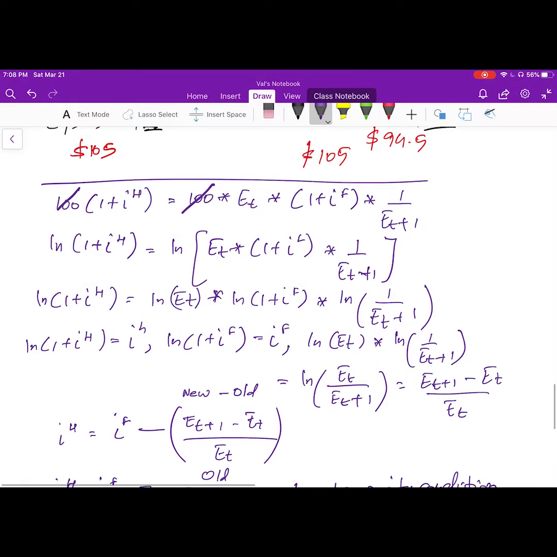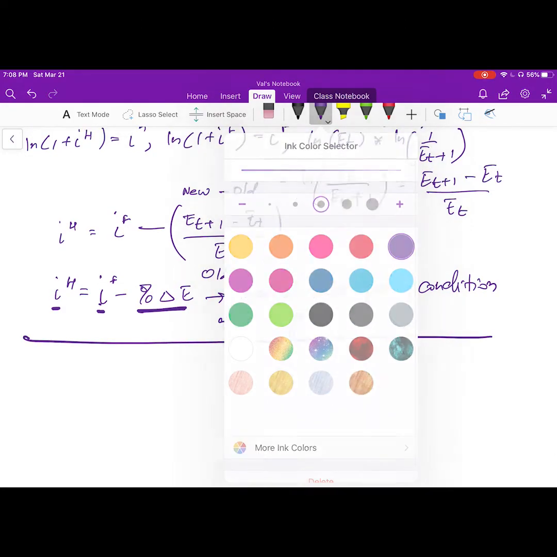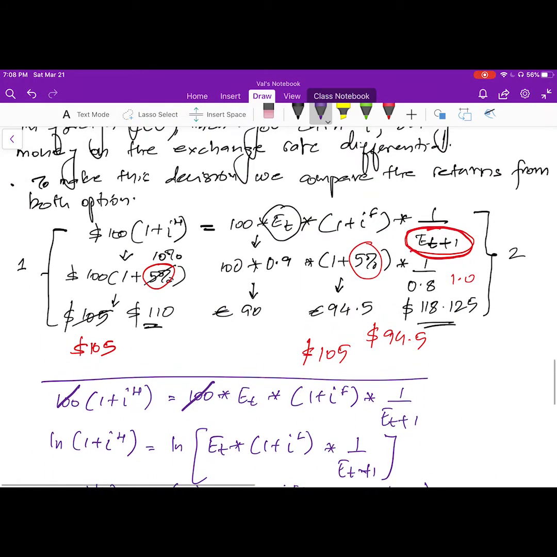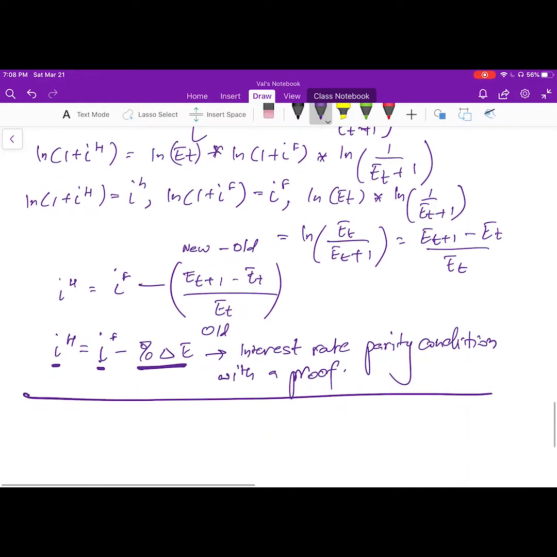But the good news is you don't really need to know how to derive all of this with the proof. You just need to know what the interest rate parity condition is and how the example works out. Okay?